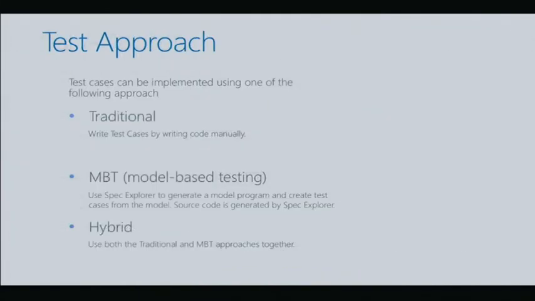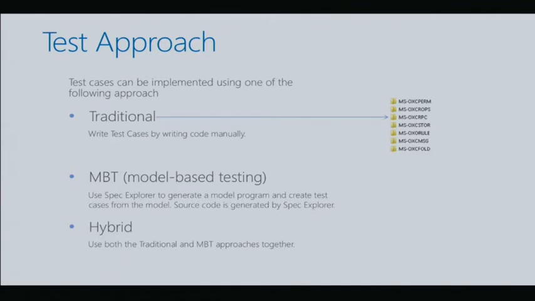So here are the different approaches that we could use when we do test suite development. One is the traditional approach, where we write the test case source code by hand. Another is the MBT approach. I hope you attended the MBT session that was yesterday. In the MBT approach, we design the model and then use Spec Explorer to generate the source code for the test cases. And we may also use a hybrid approach.